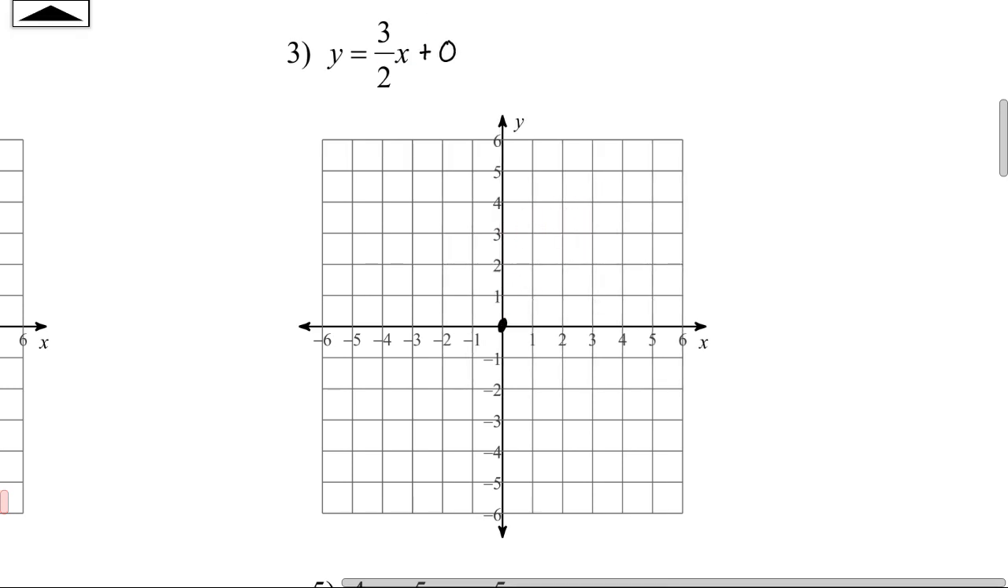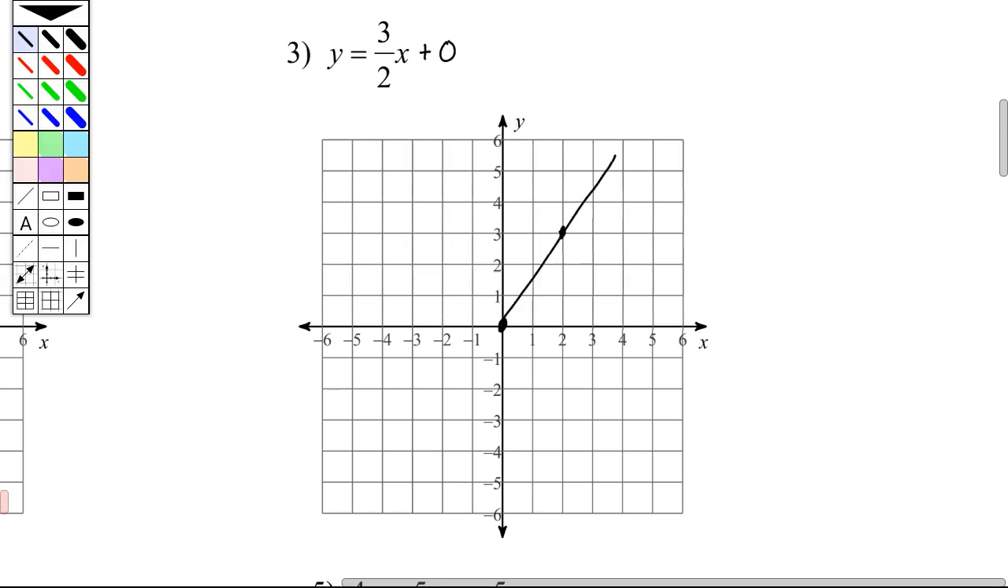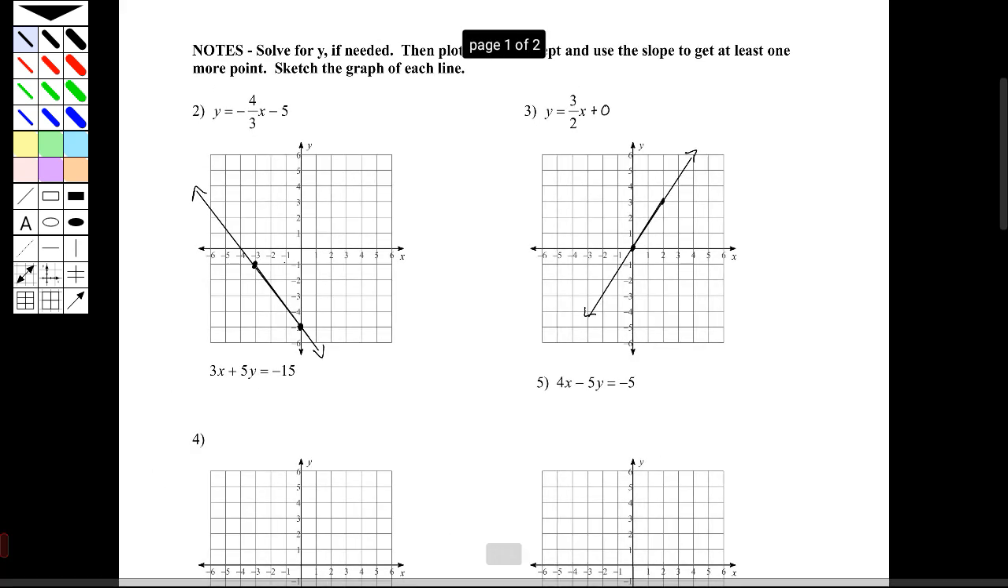How many points do we need to draw a straight line? All we need is 2, so I can connect my dots. A straight line. Some arrows on, and we are done. So that's pretty much review from yesterday.